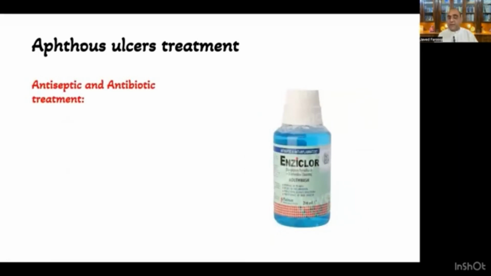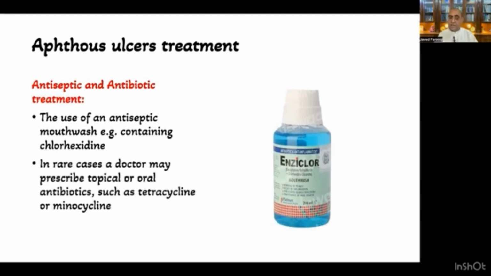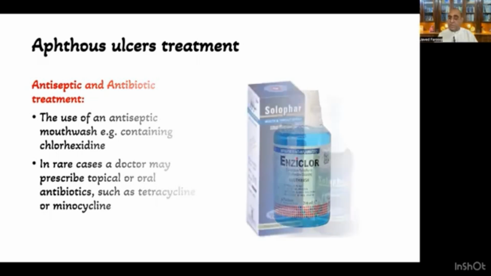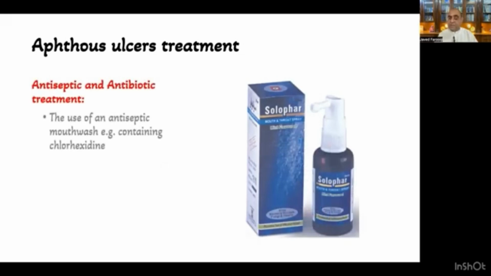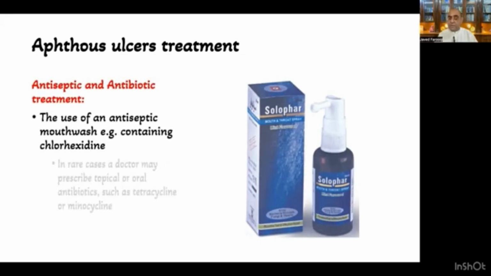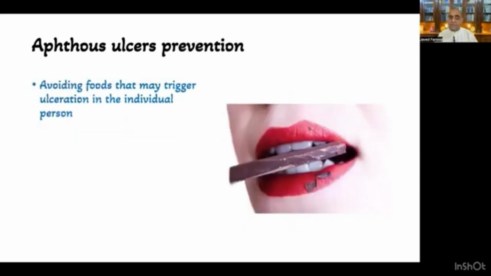The antiseptic and antibiotic treatments are also among the treatments of Aphthous ulcers, like those containing chlorhexidine, and in rare cases, you may prescribe topical or oral antibiotics such as tetracycline or minocycline. Antiseptic or antibiotic treatment also needs these sprays.